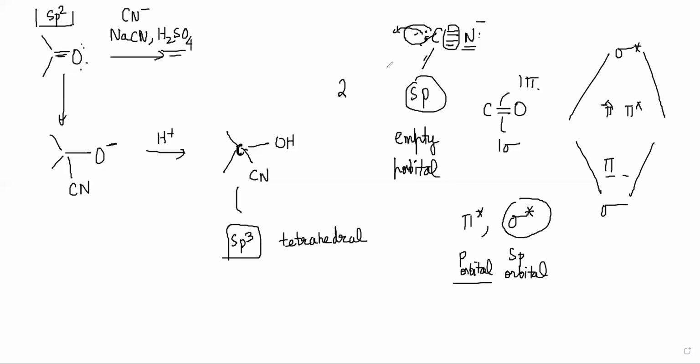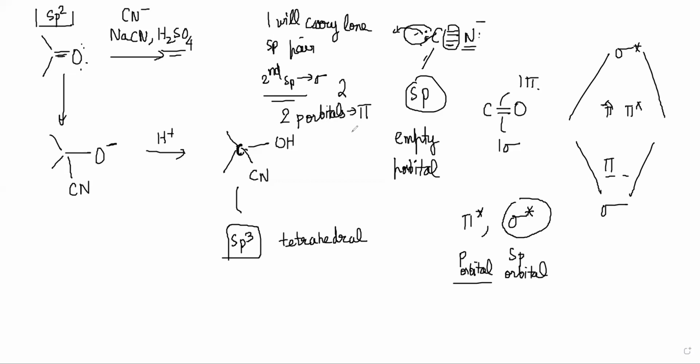Oh, yeah, makes sense. No, one of them will carry the lone pair. One sp carries the lone pair. The second sp is involved in the sigma bond, right? And the two p orbitals that are left over are involved in pi bonds.